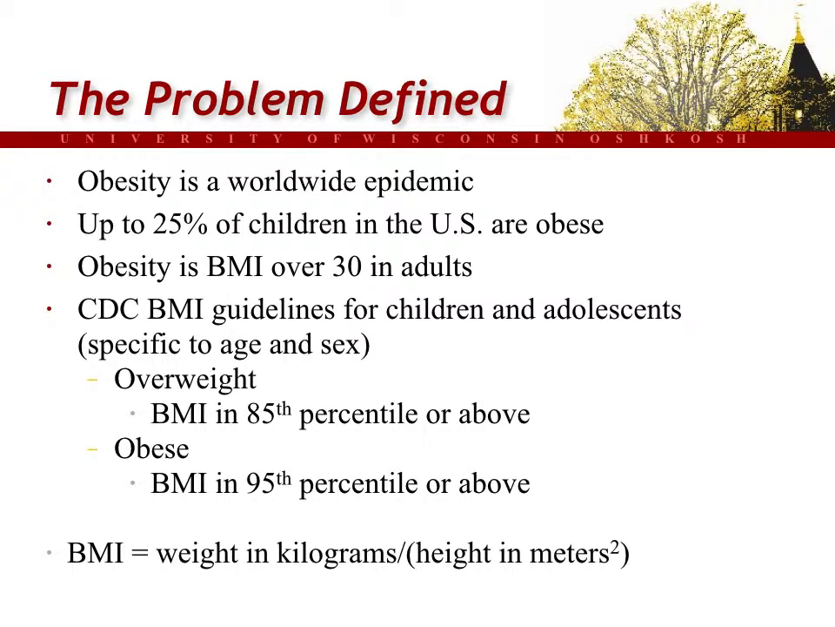Obesity is usually defined as a body mass index, BMI, over 30, but the Centers for Disease Control and Prevention uses a slightly different method for children and adolescents. The CDC defines a child as being overweight if their BMI is in the 85th percentile or above, and obese if their BMI is in the 95th percentile or above. The BMIs calculated for the pediatric population are age and sex specific rather than the typical adult categories. Despite the categories, BMI is calculated in the same way in the pediatric and adult population. The individual's weight in kilograms is divided by their height in meters squared.